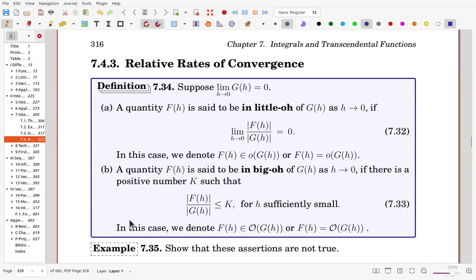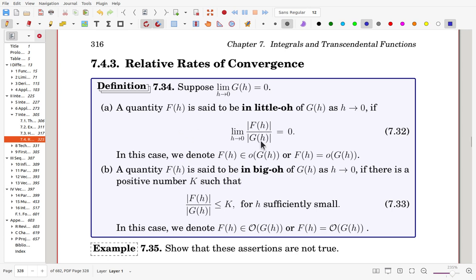Okay, so far we dealt with the functions growing to infinity. Now we are dealing with functions converging to 0. So we start with a function g(h), and the limit as h approaches 0 is 0. Along with g(h), we'll try to compare the behavior of f(h).